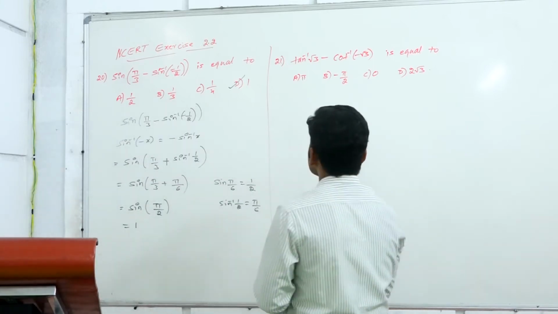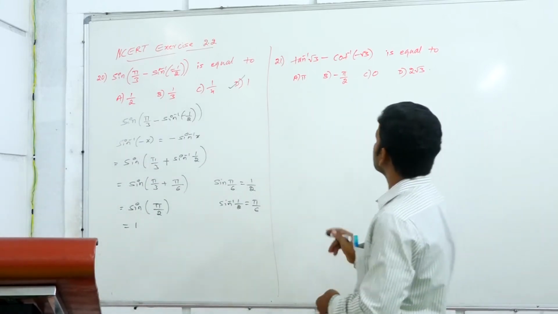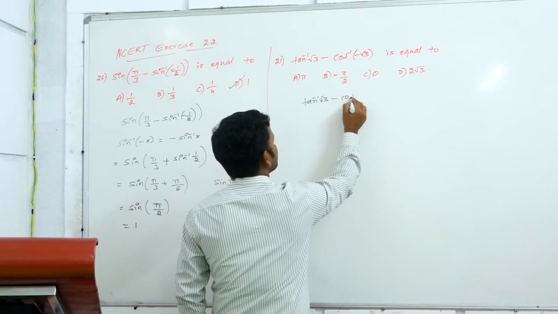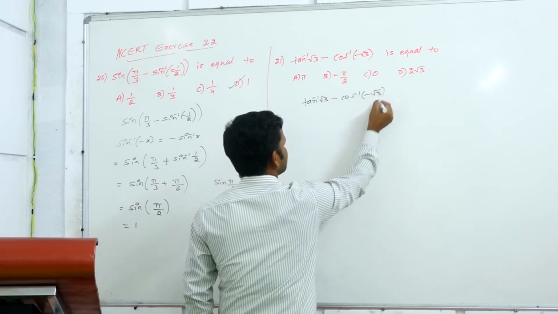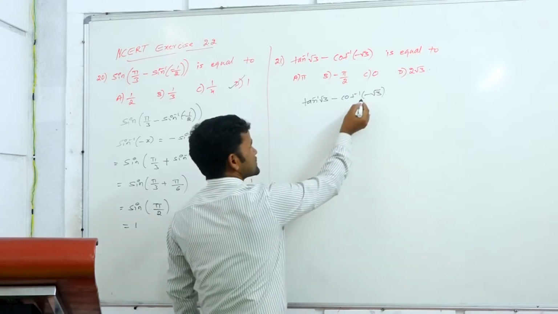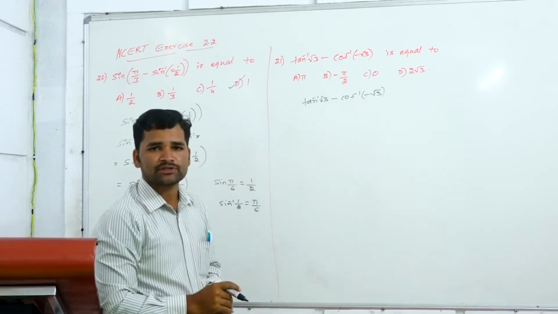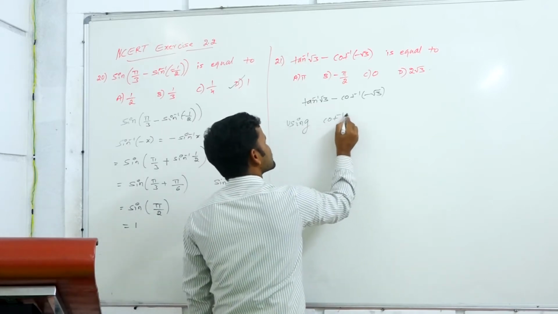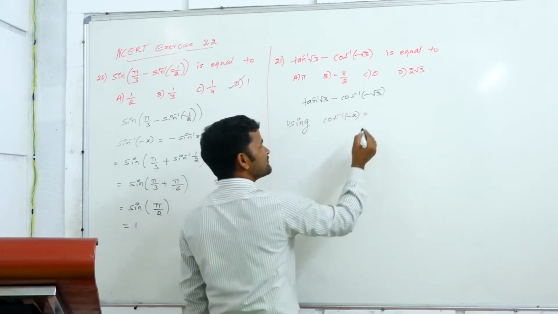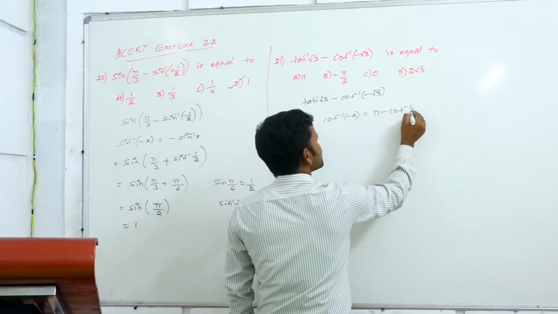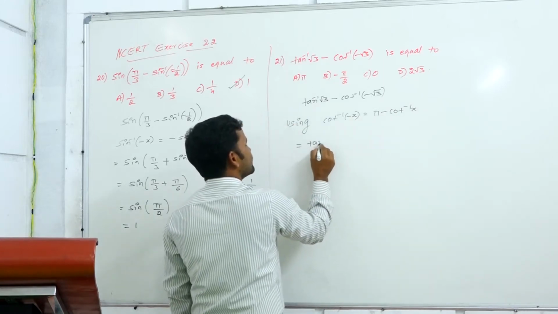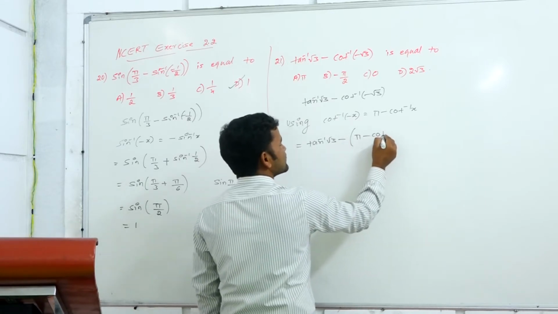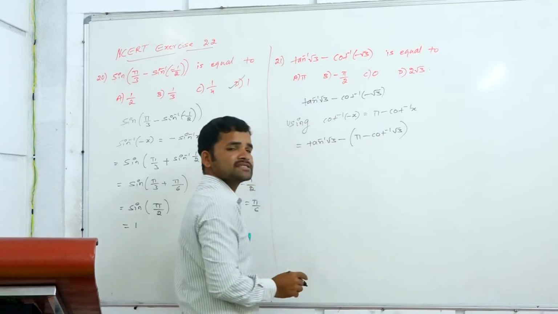Coming to the 21st question, that is tan inverse of root 3 minus cot inverse of minus root 3. Okay, here this negative value we will make positive first. For that we will use the property cot inverse of minus x is nothing but pi minus cot inverse of x. We have tan inverse of root 3 minus of pi minus cot inverse of root 3. You have to be careful like this.